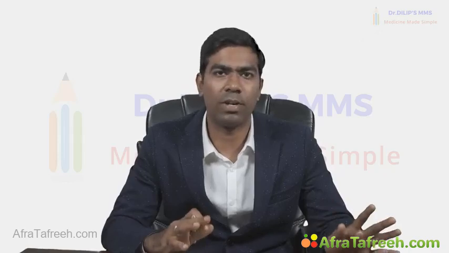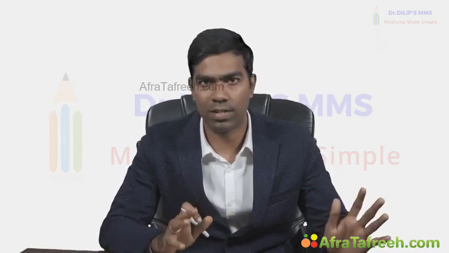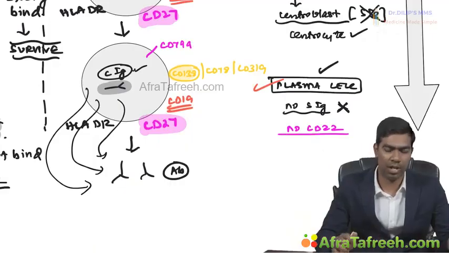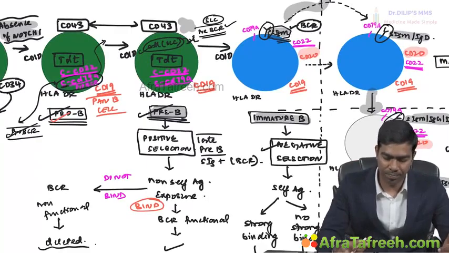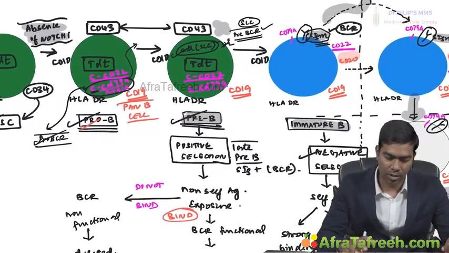Remember, in the pre and pro B cell stage the CD22 will be cytoplasmic only. From the immature B cell stage, the mature B cell stage, then follicular B cells and activated B cells will express the surface CD22. Pro and pre B cells have only cytoplasmic CD22, but they don't have surface CD22. Plasma cells have neither surface nor cytoplasmic CD22. So this is what happens.